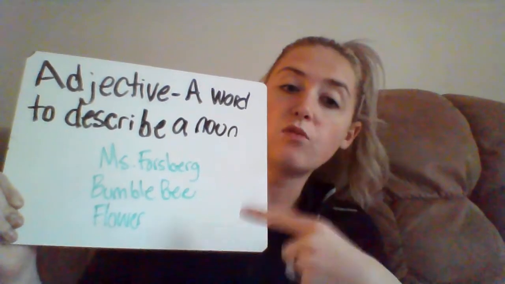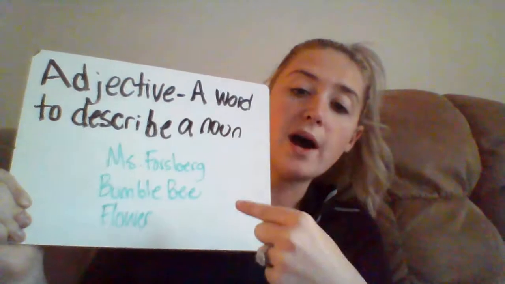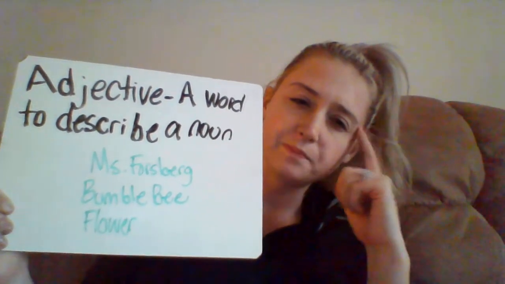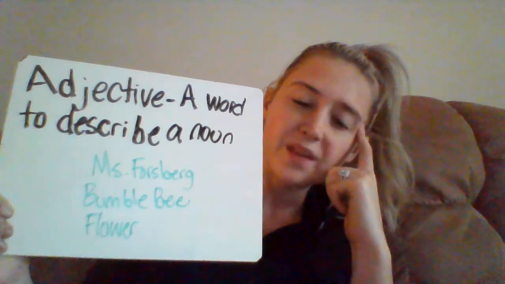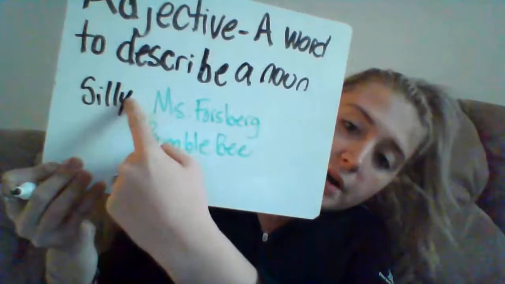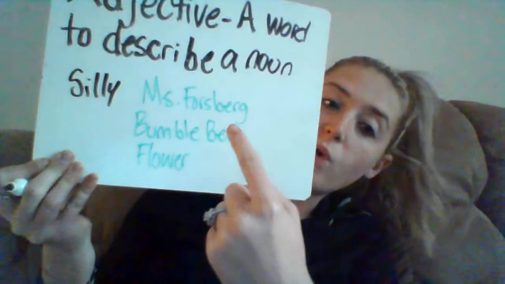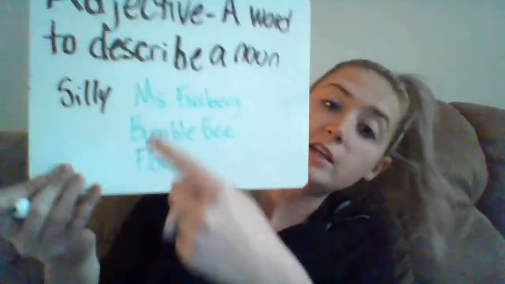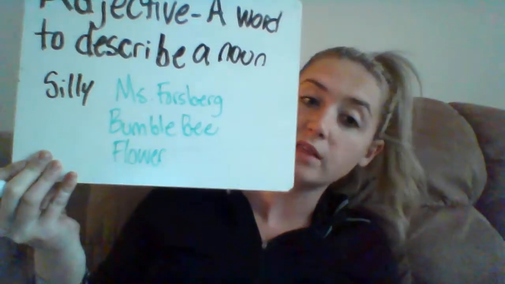So I'm going to think of words that could describe Miss Forsberg. Let's think of a word that describes Miss Forsberg. I'm going to say silly. So silly Miss Forsberg, and then you could continue your sentence. So I'm going to put the silly in front of Miss Forsberg, and then that shows you how I was. So silly Miss Forsberg, and then you could finish your sentence off. You could say silly Miss Forsberg taught a lesson online.